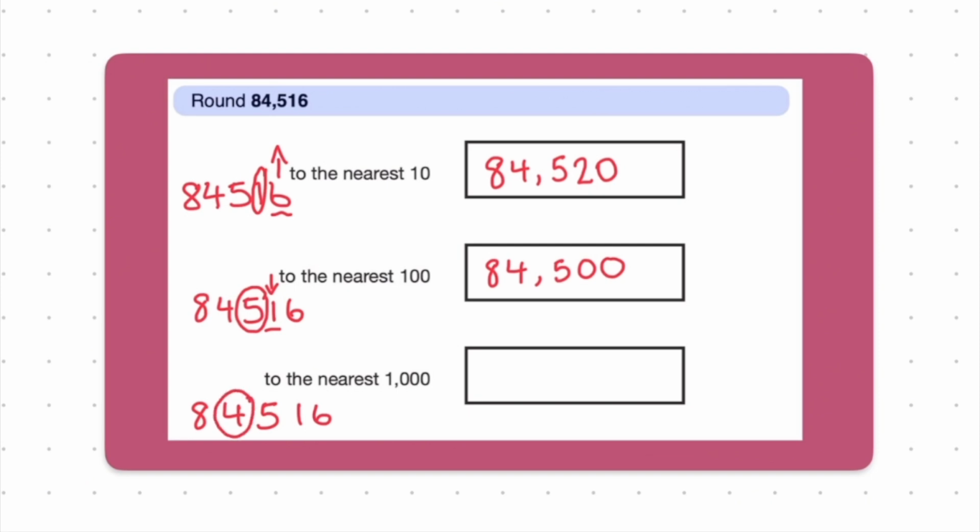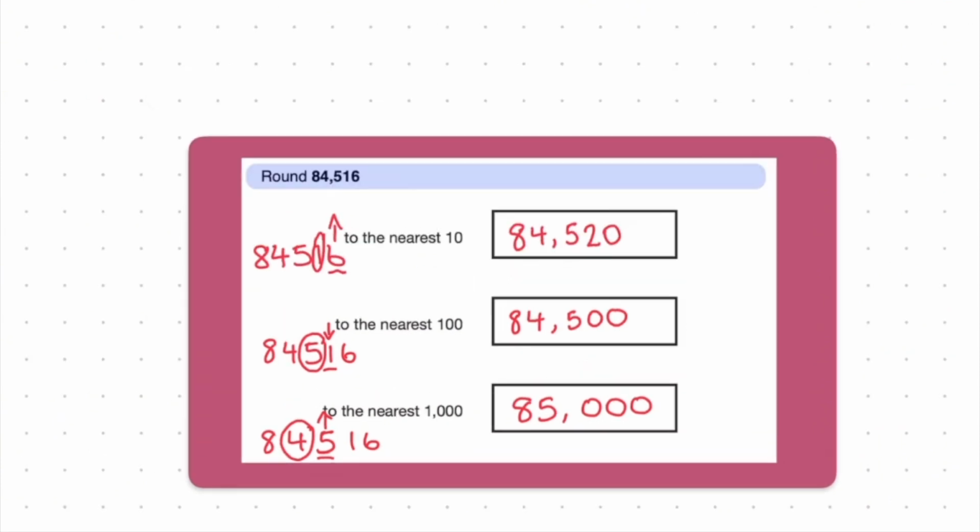And finally, to our nearest 1,000, 84,516. So we're going to circle our 1,000 column, underline our hundreds, our bossy neighbour. Our bossy neighbour is going to tell us to go up, climb the vine. So our 4 turns into 5, so 85,000. We need to make sure we change those digits after the column we've identified to zeros.